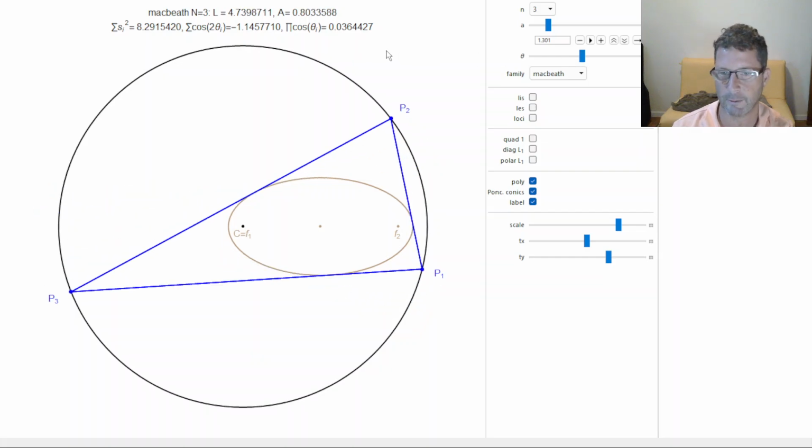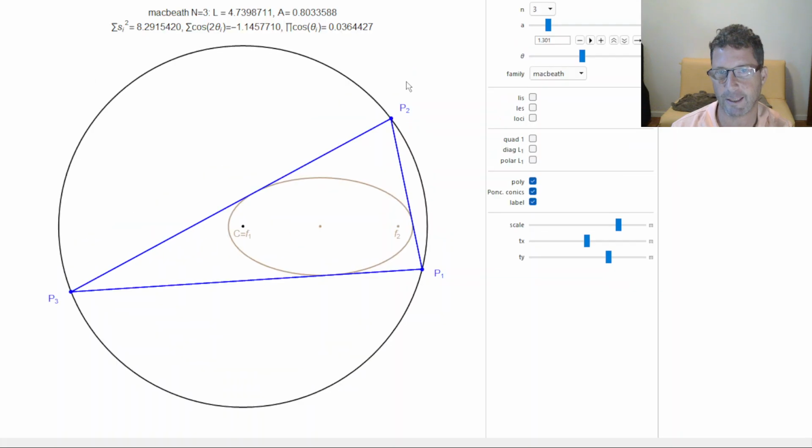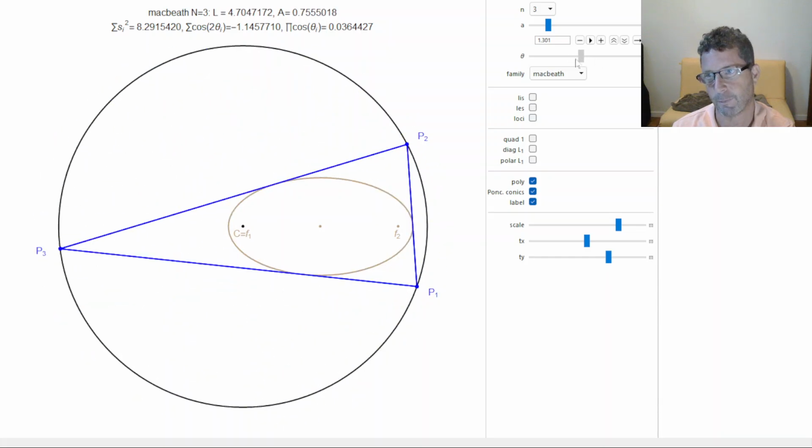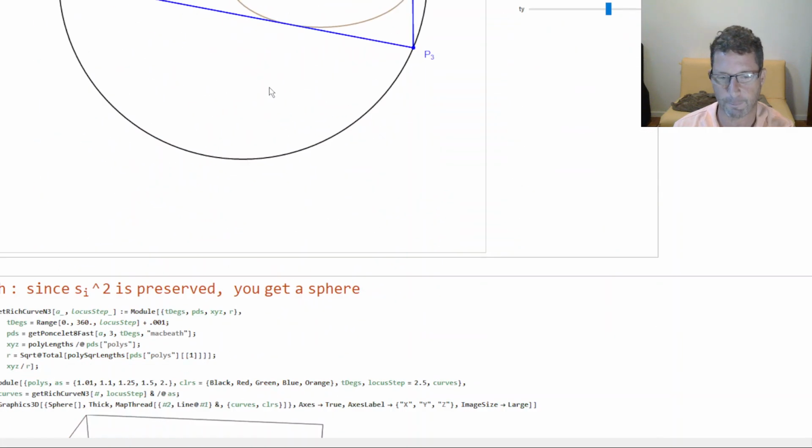But I want to introduce another experiment here, which was suggested by Professor Rich Schwartz. Since the sum of side lengths squared is preserved, you've got the equation of a sphere, right? A sphere in R^n is the set of points where the sum of the squares of the coordinates is conserved. So let's take the coordinates to be the side lengths themselves, and we know that over this family the sum of their squares is preserved. So the side lengths should be on a sphere, and that's what I plotted here.